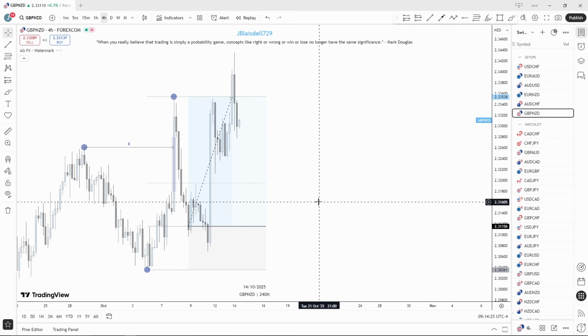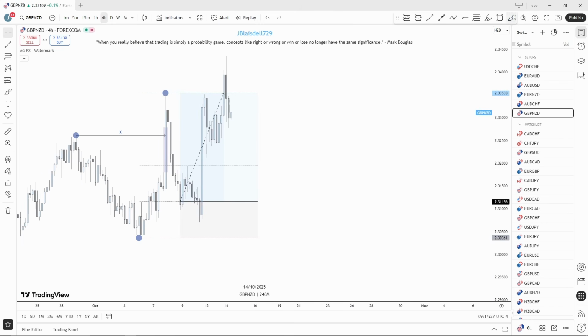And then last but not least, we have pound NZD here, which is another example of the break-even rule stopping me out early, despite some solid analysis. We have a break of structure to the upside here. We have a fair value gap in the range. I got tapped into the trade here.